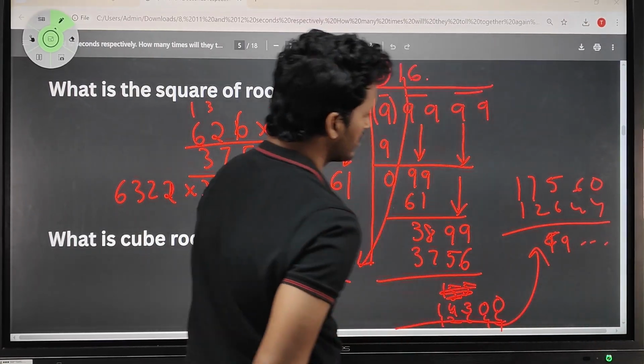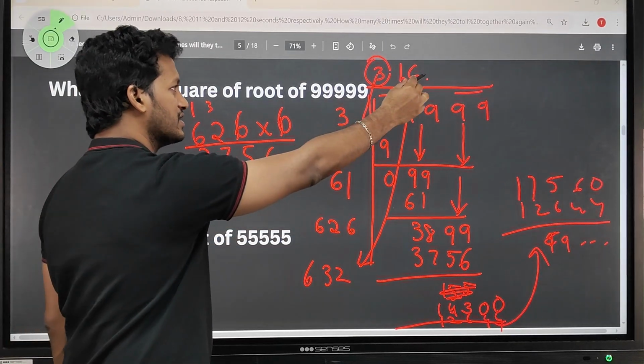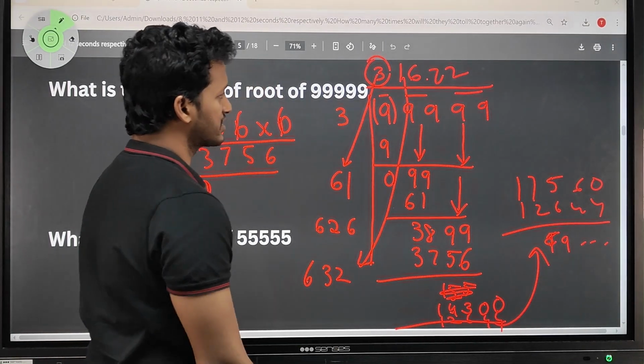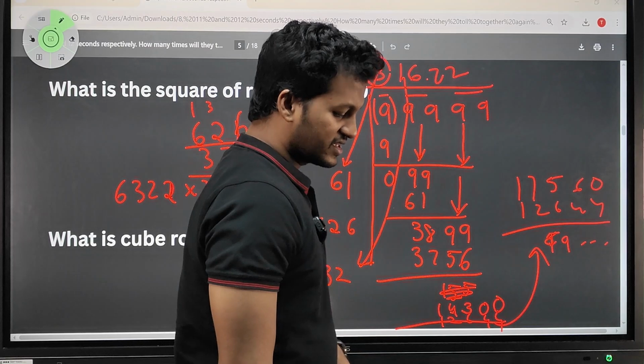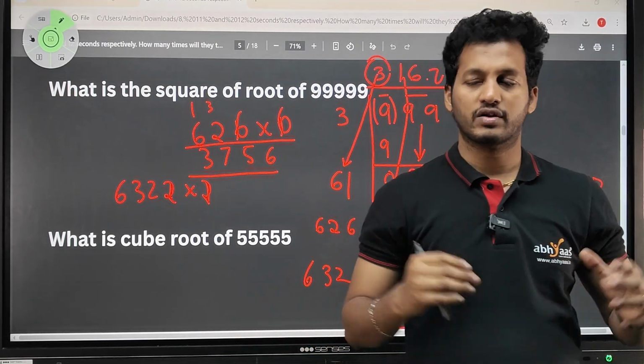4,900 something like that. So to make it as 4,900, I'll double this again. So it is like 31622 like that. So like this, we will find the exact value of square root of 999.